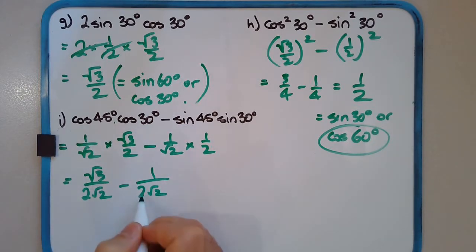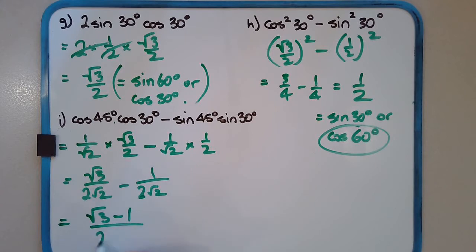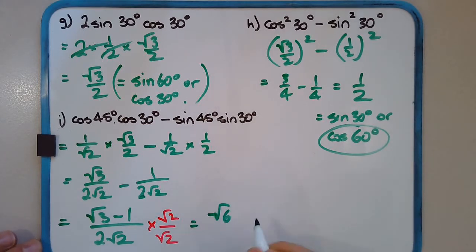And given that the denominators are common, we could just write this as root 3 minus 1 over 2 root 2. If you want to, you could rationalize the denominator. If we multiply top and bottom by root 2, we end up with root 6 minus root 2 over 4.